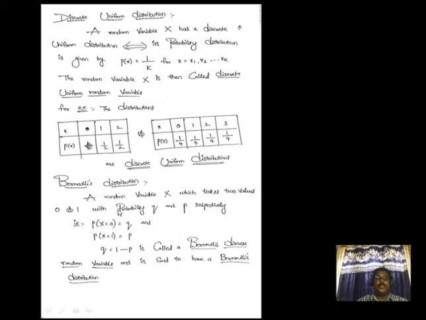Next we are going to see the Bernoulli's distribution. In Bernoulli's distribution, a random variable x takes two values, 0 and 1, with probability q and p, where p is the probability of success and q is the probability of failure. Then p of x equal to 0 is q, and p of x equal to 1 is p. Here q is always 1 minus p, since p plus q equal to 1. This is called Bernoulli's discrete random variable and it is said to be Bernoulli's distribution.